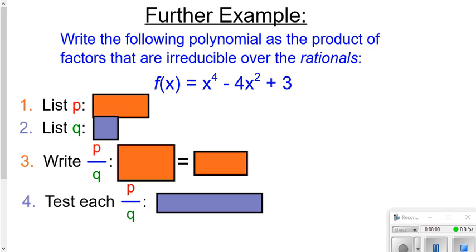Let's look at another example though. Write the following polynomial as a product of factors that are irreducible over the rationals. So again, in this polynomial, we have f of x equals x to the 4th minus 4x squared plus 3. Notice this one is a 4th degree polynomial, so there are 4 possible roots or 4 possible zeros for this polynomial.